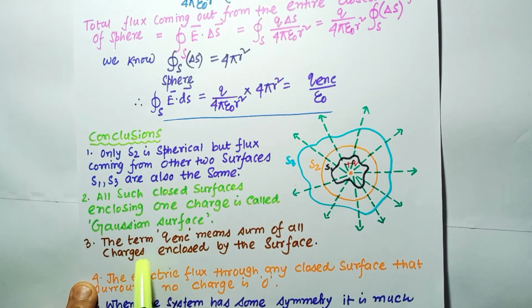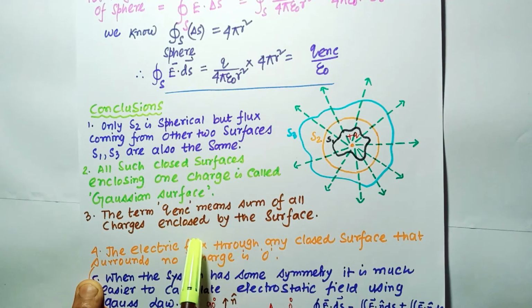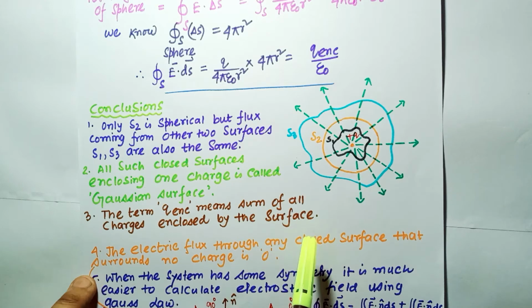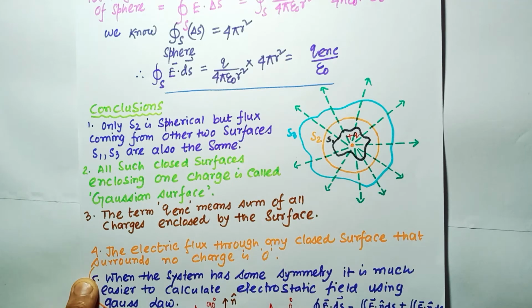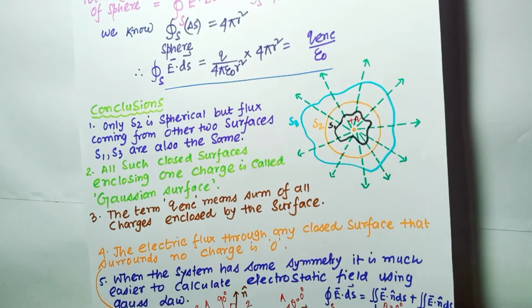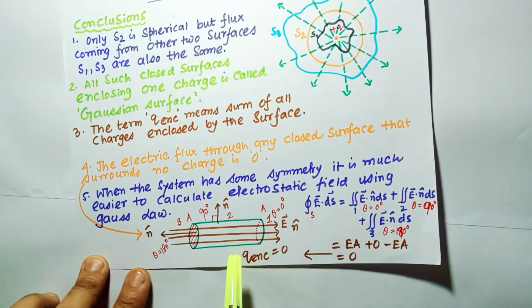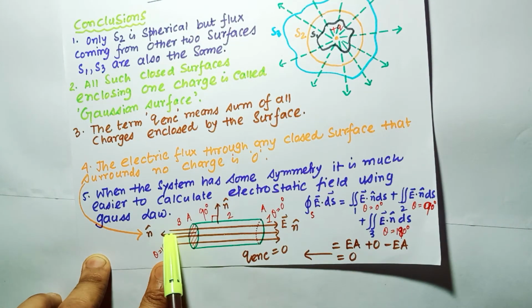The term Q enclosed means the sum of all the charges enclosed by the surface. So if the charge is distributed, we need to add up all the enclosed charges inside. And the fourth point is that the electric flux through any closed surface that surrounds no charge will be 0.